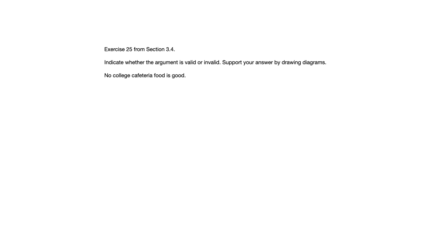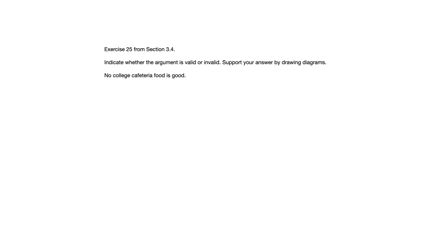Okay, so the argument that we're given is this: no college cafeteria food is good, no good food is wasted, therefore no college cafeteria food is wasted. Okay. Well, in terms of drawing a diagram, the first premise is telling us that we've got two sets, the set of cafeteria food and the set of good food, and those should not overlap. Okay, in order to make that first premise true, those sets must not overlap. And similarly, for the second one, we can talk about the set of good food and the set of wasted food. And if the second premise is true, those two sets must not overlap.